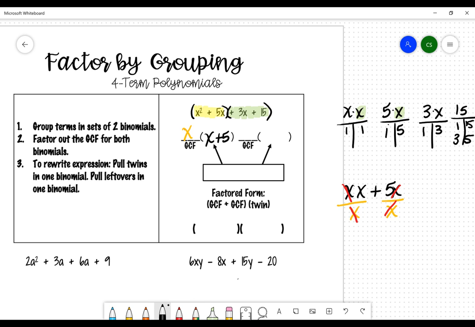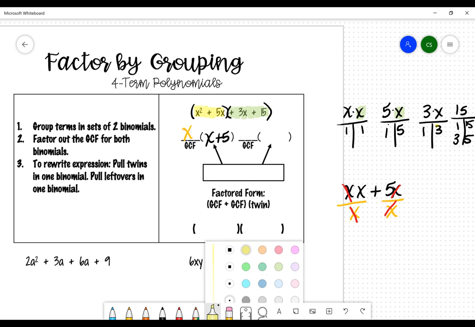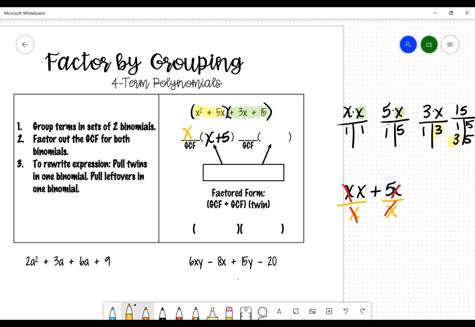X. This x cancels, what am I left with? Positive 5. Then I need to find the greatest common factor of my second binomial, which is positive 3x and positive 15. Well, they each share a 3, and they don't share any variables. Therefore, I can factor out a positive 3. When I factor out a positive 3, what is left behind? Well, 3's cancel, and I'm left with x. 15 divided by 3 is 5.